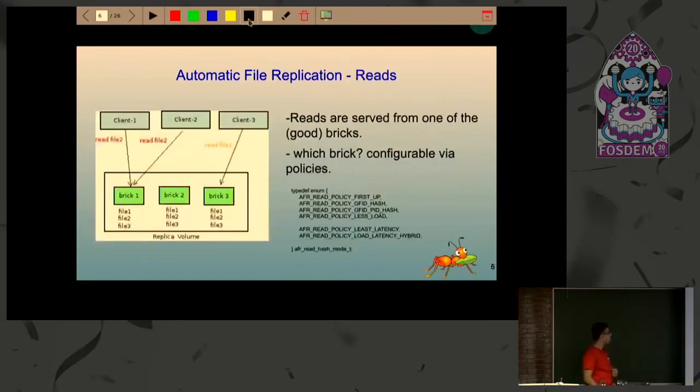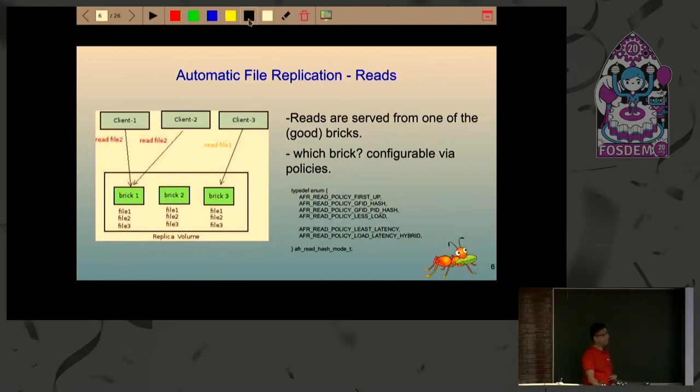So the reads are very simple. It's basically just serve the read from one of the good bricks. AFR uses the extended attributes to know which is the good and which is the bad brick, so reads are always served from the good brick. So which brick does the read get served from? That's configurable. You have various policies.